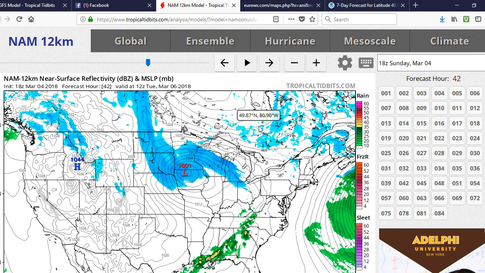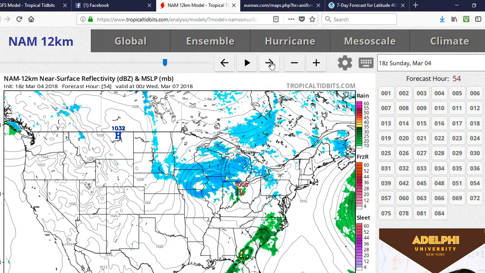Okay, so this is the NAM, so let's just go through it once to get an idea of how this is going to play out. So this is Tuesday morning at about 7 a.m. So you have your initial storm here over the Great Plains. You have your surface low, 1,001 millibars. You have precipitation with it and everything. Now what's going to happen as we go through the day, this will move to the south and east fairly quickly. And then, so here we are, this is Tuesday evening.